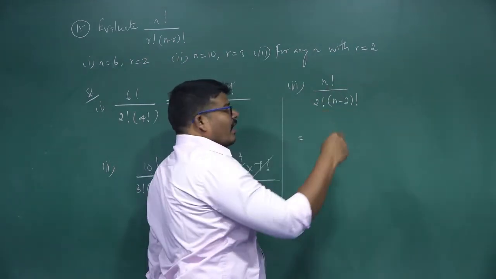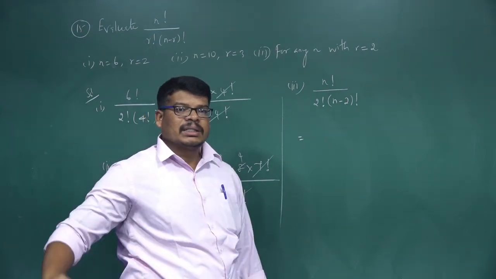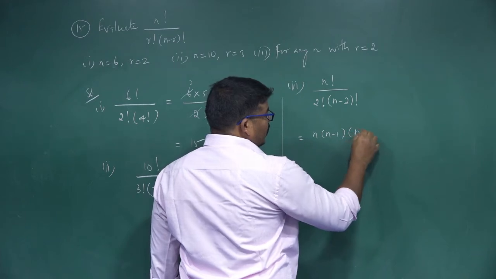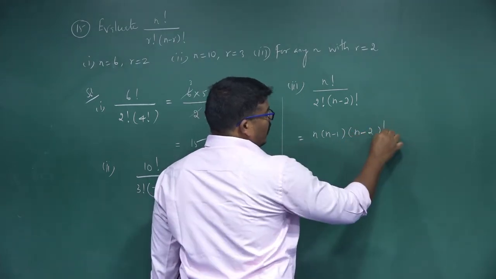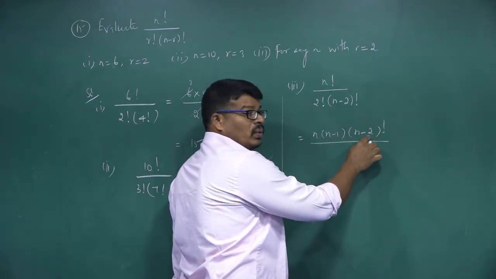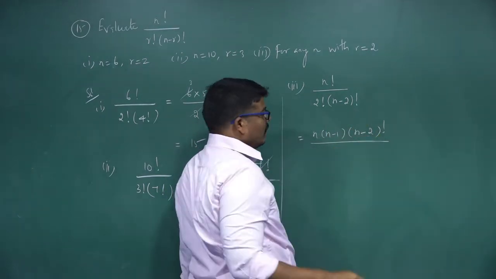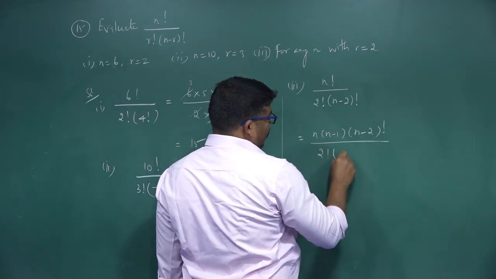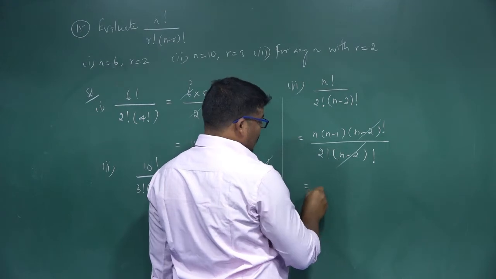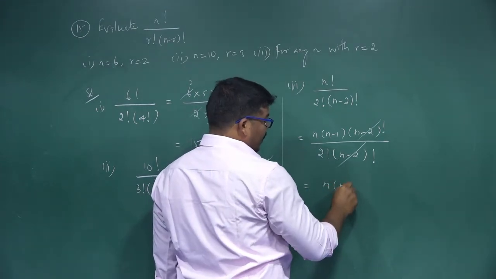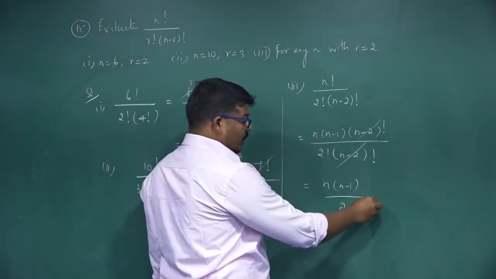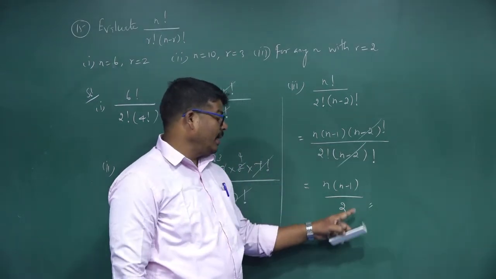Now write n factorial in the reduced form: n factorial is n into n minus 1 into n minus 2 factorial, and the denominator is n minus 2 factorial. So n minus 2 factorial by 2 factorial into n minus 2 factorial, the n minus 2 factorials cancel. The remaining is n into n minus 1 by 2 factorial, whose value is 2. That is the answer: n into n minus 1 by 2.